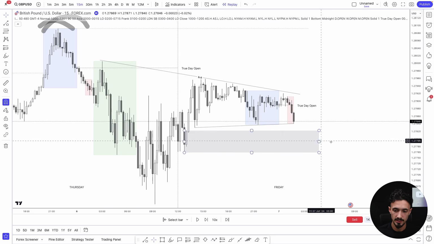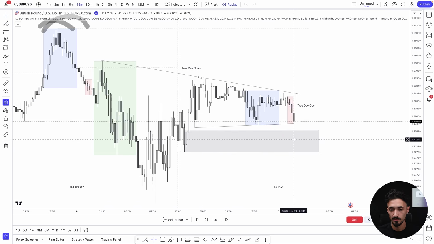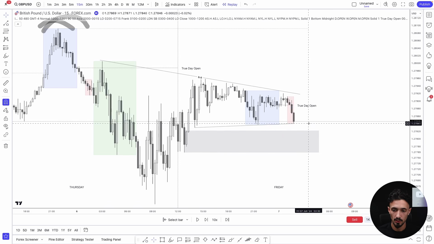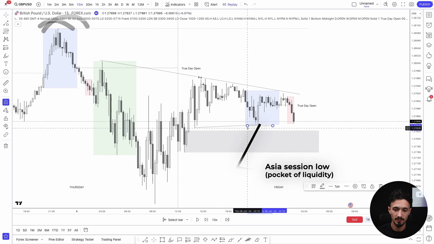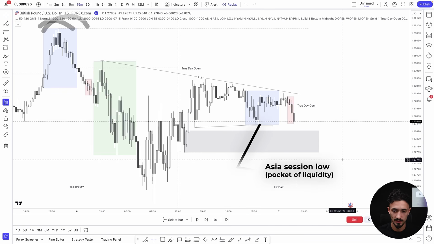Stop losses, potentially in these regions in here for long traders, profit levels up in these regions in here. We also have, not only is this a trendline level, these are also relatively equal lows, right? Old relatively equal lows. But the most important one for me is this is Asia session low. So those of you who have been around the channel for a long time know how much I love the Asia session low as a pocket of liquidity.